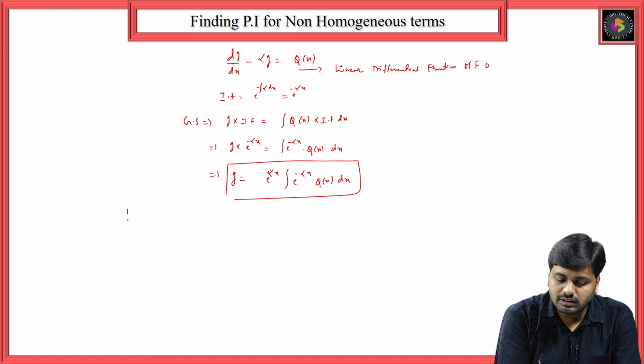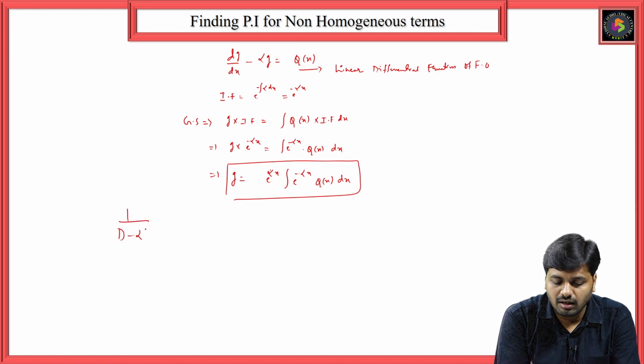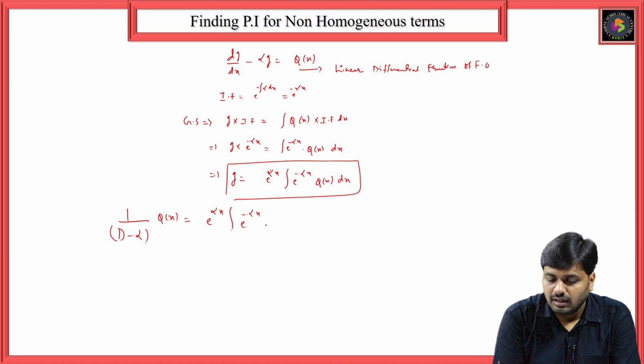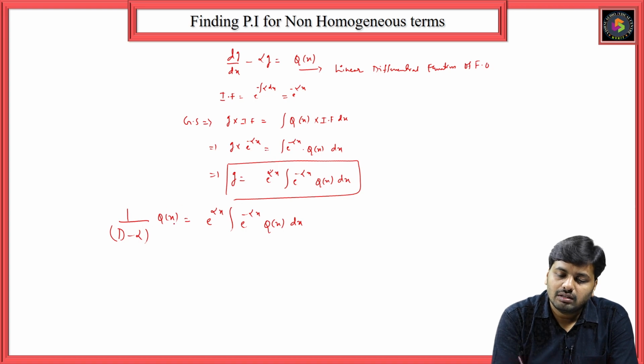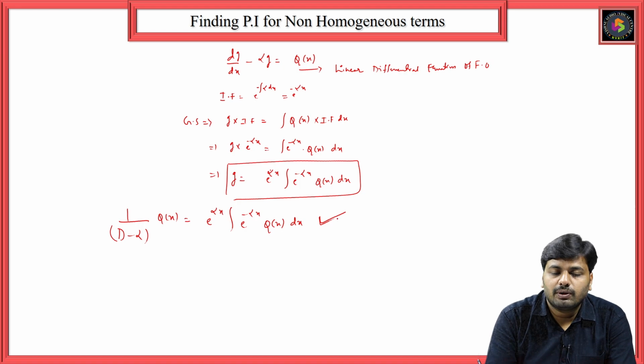Now G equal to 1 by D minus alpha into Q of x, that is equal to e power alpha x into the integral of e power minus alpha x into Q of x dx. Whether or not Q of x is one of the following 5 special cases, we can use this method. This is the more important case. Whenever Q of x does not belong to forms like e power ax, sin ax, cos ax or x power m, or the combination e power ax into V of x or x power m into V of x, then we can use this method.